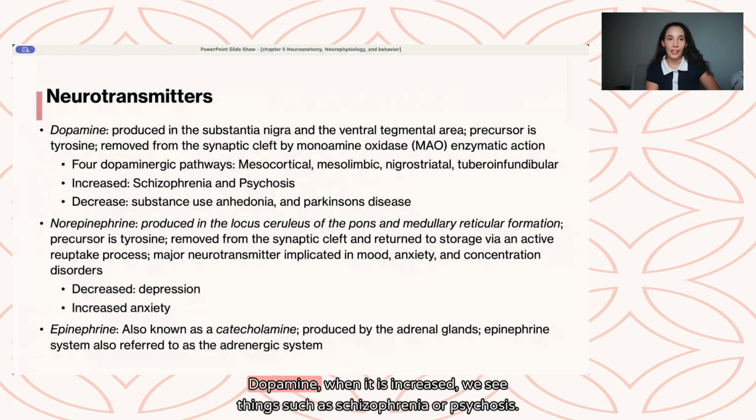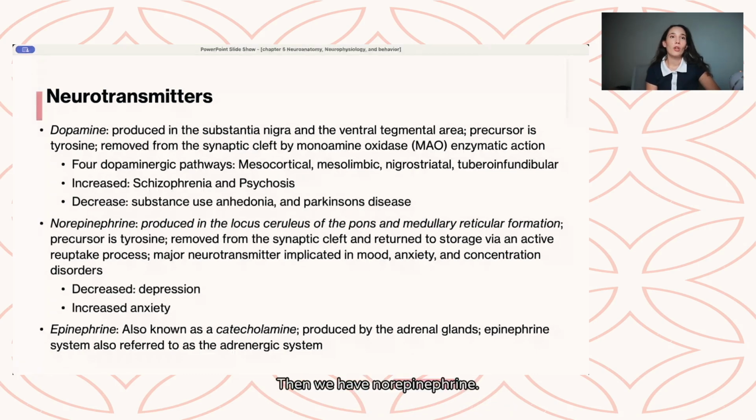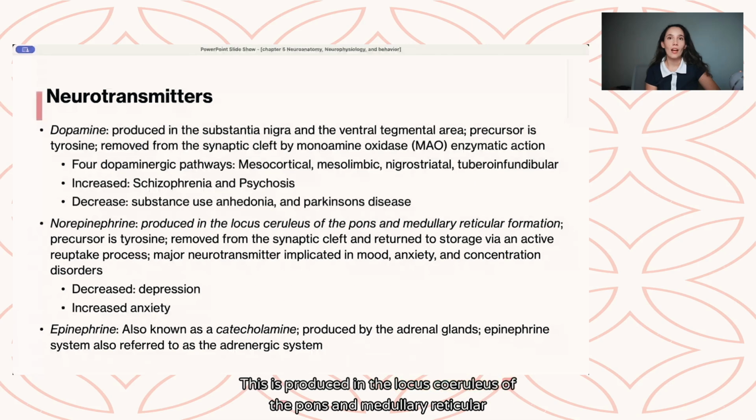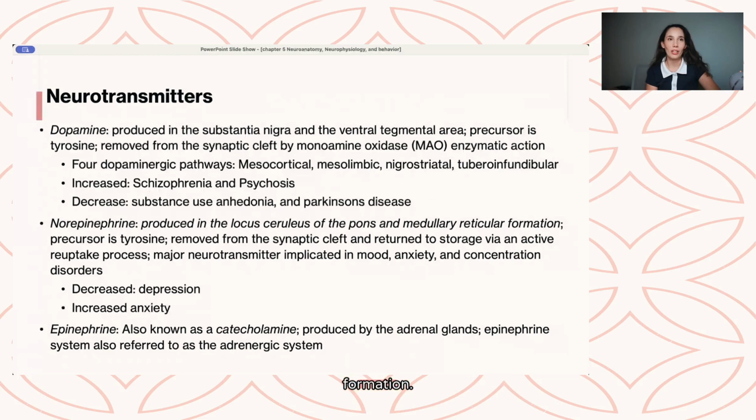So with dopamine, when it is increased, we see things such as schizophrenia or psychosis. And when it is decreased, we see substance use, anhedonia, and Parkinson's disease. Then we have norepinephrine. This is produced in the locus ceruleus of the pons and medullary reticular formation.